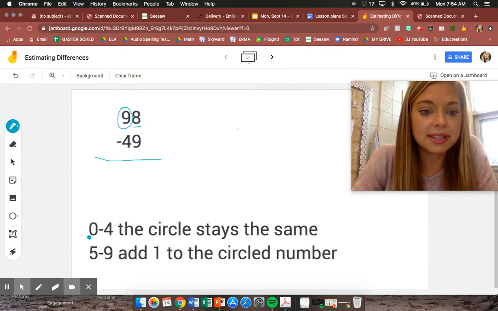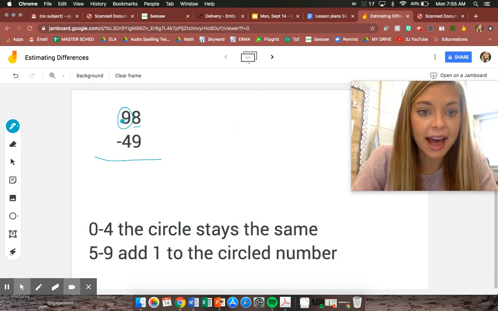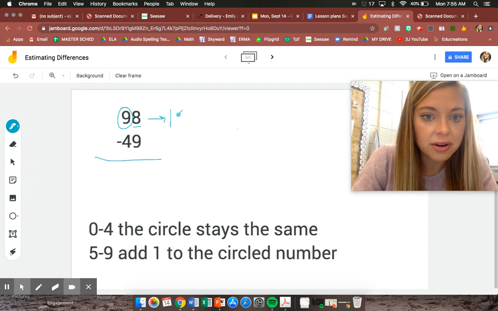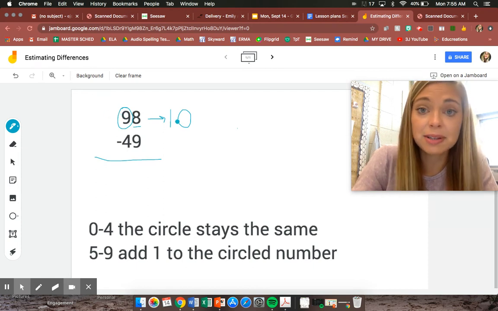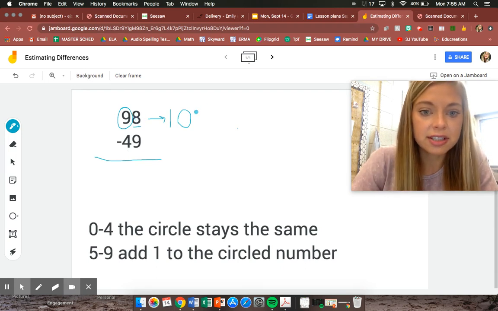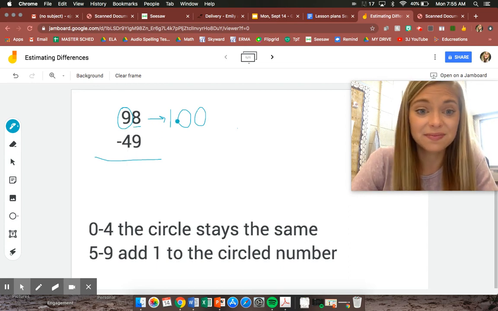Now, is the 8 in between 0 through 4 or 5 through 9? 8 is in between 5 through 9 on a number line, so we add 1 to the circled number. Oh my gosh, adding 1 to this 9 here, that's 10. So that's great. We just crossed over into the hundreds. Don't let that confuse you because the 9 is just going to change to 10 because we just crossed over into the hundreds. And this 8 is going to turn to 0. So 98 rounded to the nearest 10 is actually just 100.